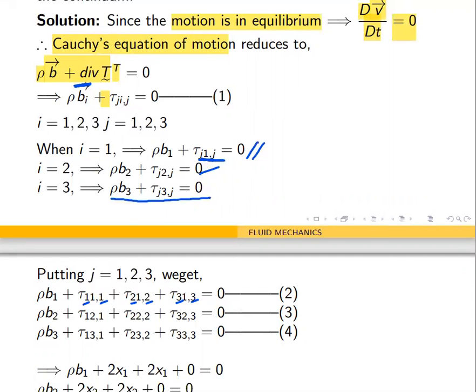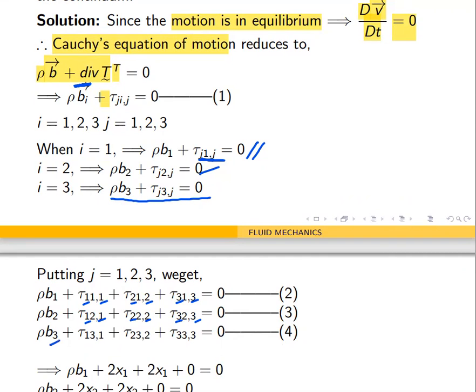Let us call that equation 2. Now for i equal to 2, again j varies from 1, 2, 3. j is a dummy suffix again, so I have to take the summation here. So j equal to 1, 1; j equal to 2, 2; j equal to 3, 3. This is when i equal to 2. Let us call it equation 3. Similarly, j equal to 1, 2, 3. I equal to 3 I am writing.